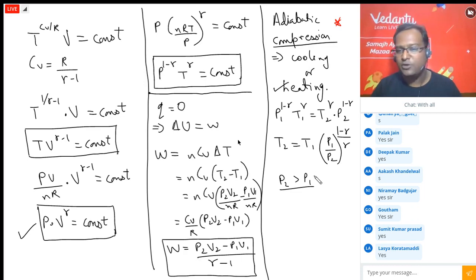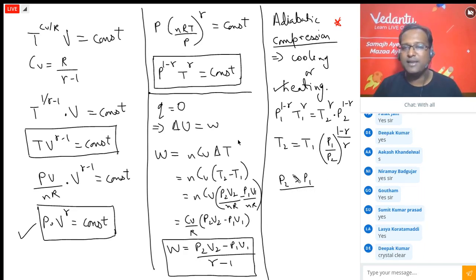If there is any doubt which is not associated with gamma is greater than 1, tell me once again, or why p2 is greater than p1, tell me once again. Apart from this, please ask anything else. Sir, how did you come from here to here? Basic mathematical manipulation. Sit with a notebook and figure it out.